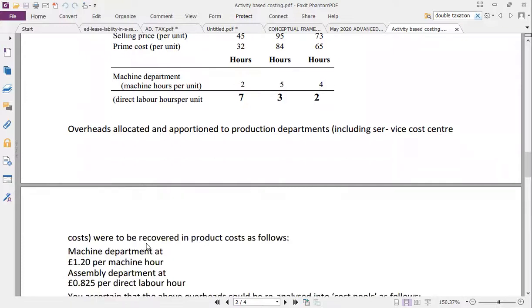Now let's go down. Overheads allocated and apportioned to production department, including service center costs, were to be recouped, absorbed in the product cost as follows. So machine department, that's 1 point.